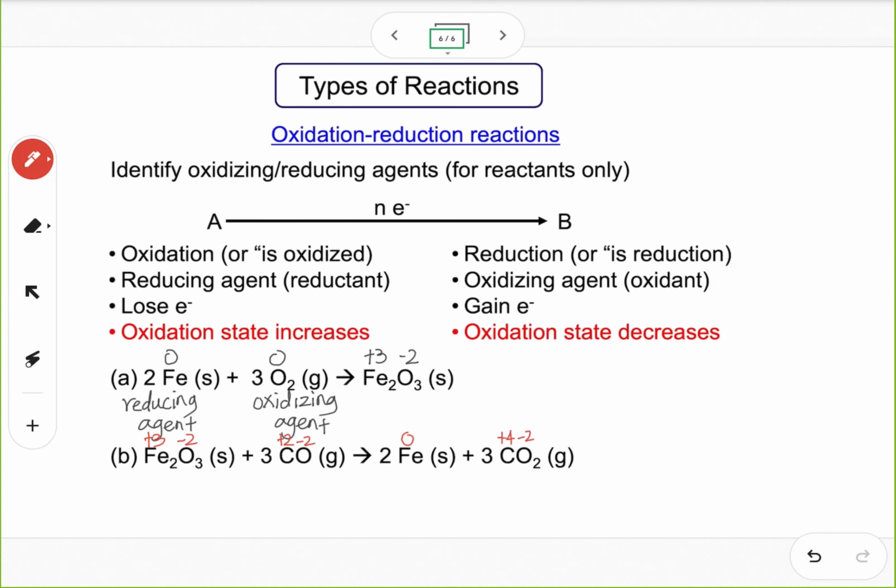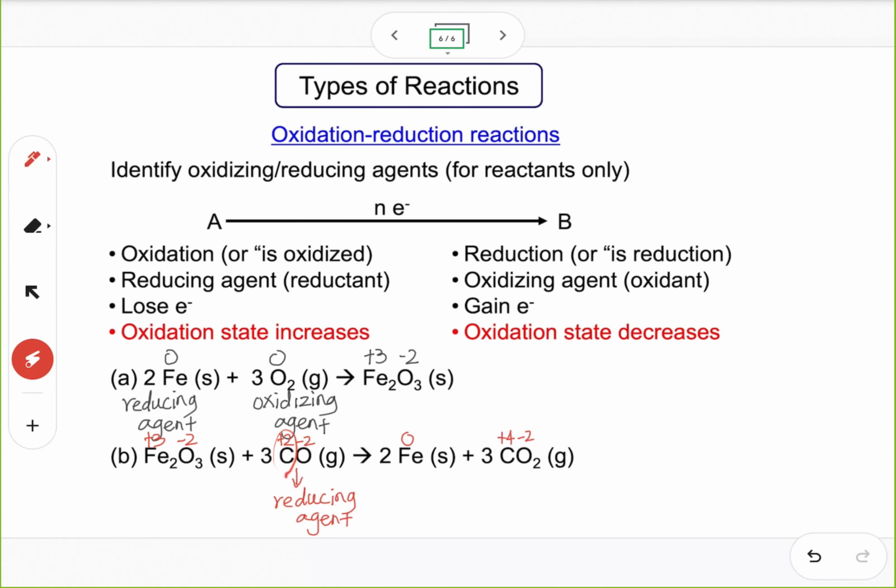Now let's see how the oxidation states change. For iron, the oxidation state decreases from positive 3 to 0. Therefore, iron is reduced, and it's reduced by carbon monoxide. Therefore, carbon monoxide is the reducing agent. Now, for oxide, it remains the same, so no oxidation state change. But for carbon, the oxidation state increases from positive 2 to positive 4.